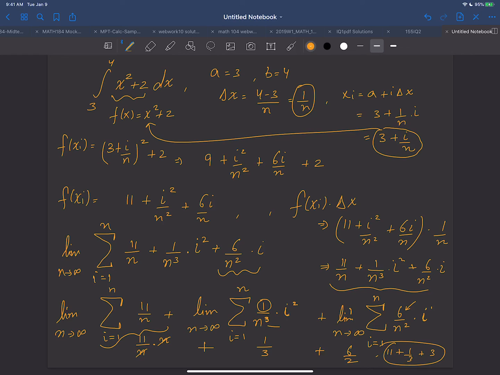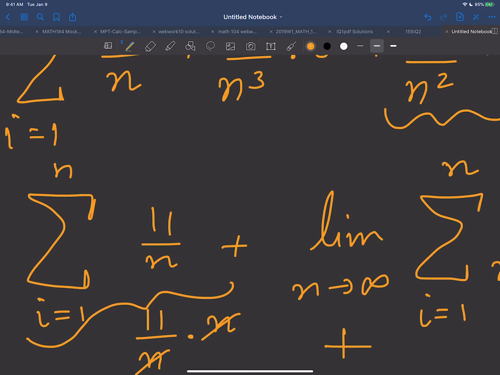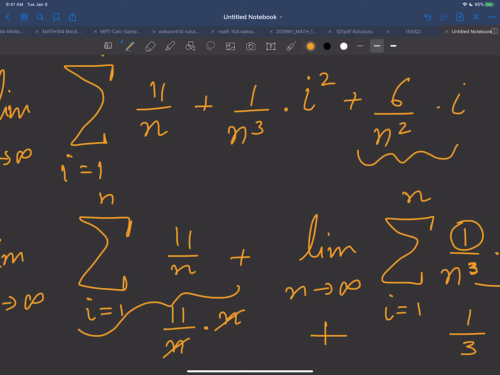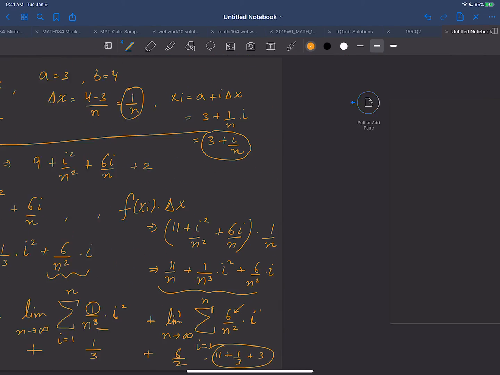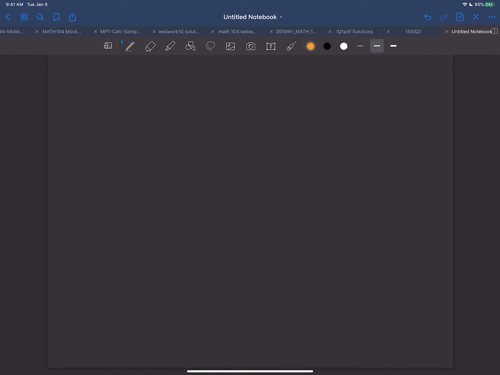Which first part are you talking about? This one, the 11 over n? Okay. So if you think about this, 11 over n is a constant, right? I can show you here. If you were to take the limit of n going to infinity of the summation of 11 over n, where i starts from 1 and goes up to n, you see there's no i in there. So what you have to do is just take this whole constant out of the sum, okay?